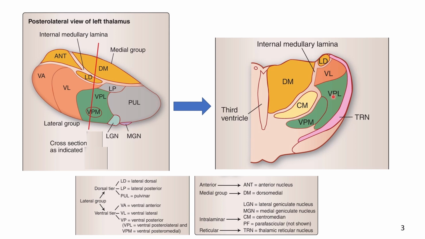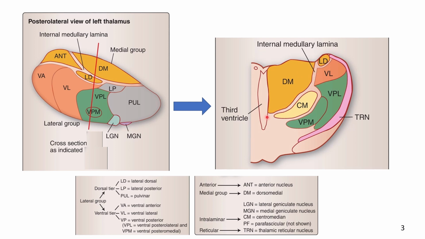So the ventral posterior nucleus, which is made of two other nuclei: ventral posterolateral, this area, and ventral posteromedial, which is this one. You can also see a small portion of the ventral lateral here. So these nuclei are separated from each other by the internal medullary lamina. So this is the internal medullary lamina.